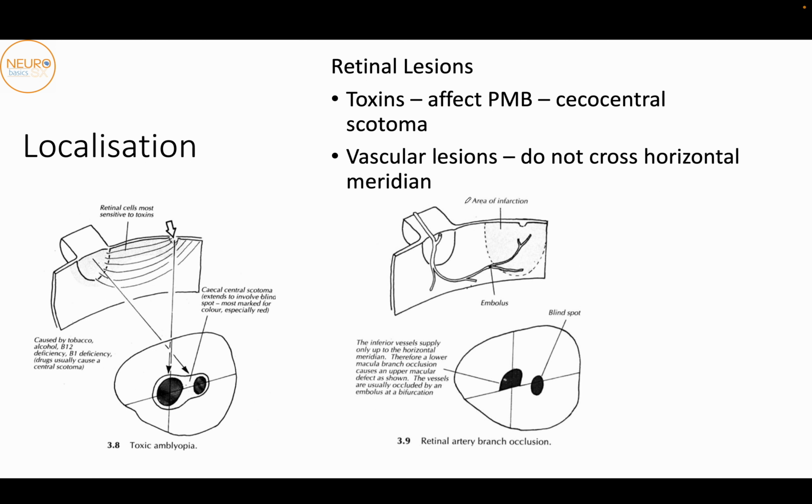Then you could also have vascular lesions like retinal artery branch occlusions. A way to identify them is that they would not cross the horizontal meridian. As we can see over here, they're not going to cross the horizontal meridian and go on to the other side.